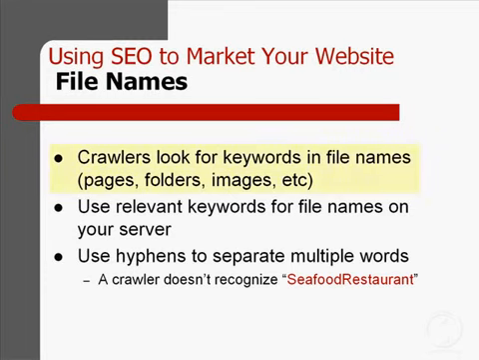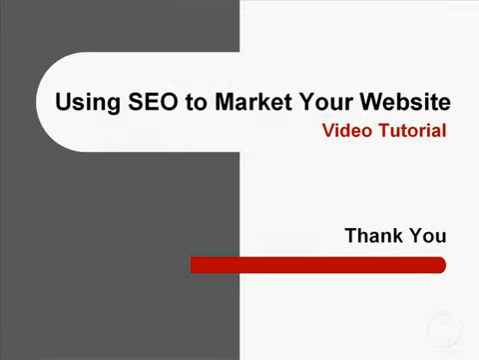Now let's look at file names. File names are important because crawlers look at these file names for relevant keywords. So when possible, use relevant keywords for the folder and file names of your web pages. It's also important to note that you need to use hyphens to separate words in file names. This is because search engines can't tell the difference between, let's say, seafoodrestaurant as one word from 2 words, seafood restaurant. So not only do you have one word that's not even an actual word in the dictionary, but you're sacrificing 2 important keywords in your file name.